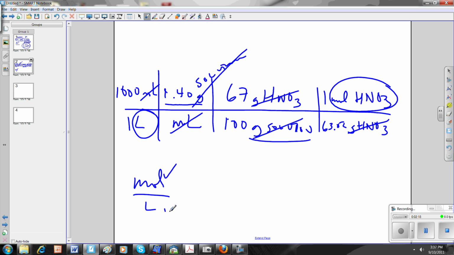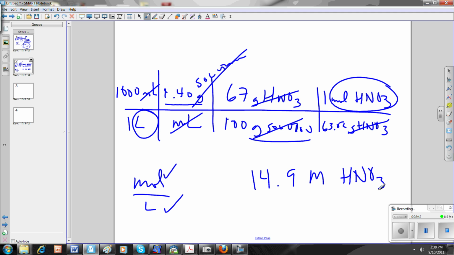And what do I have? I have liters on the bottom. So then, there's your finished grid for the problem. Multiply across the top, multiply across the bottom, and your answer in the end should equal 14.9 molarity of HNO3. And that's how you solve a percent problem to get to molarity.